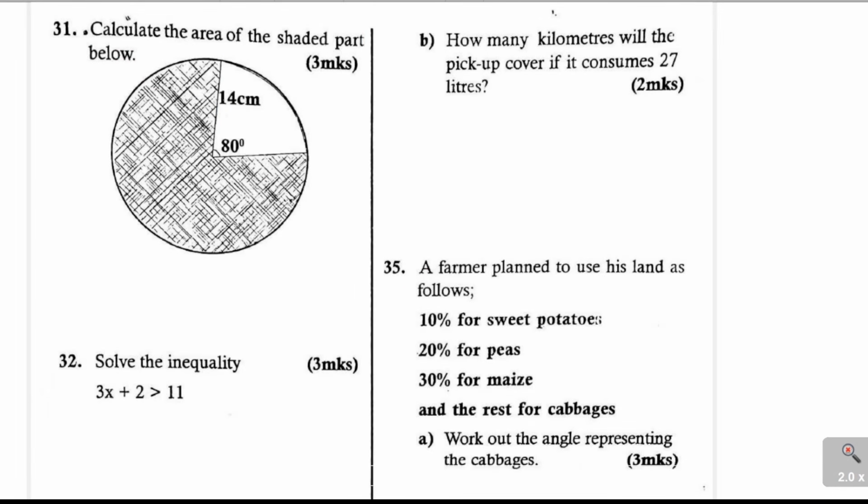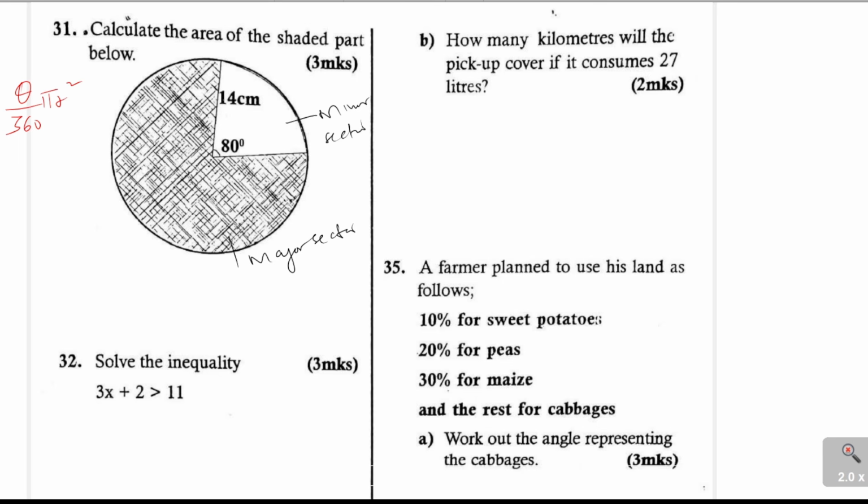Question 31. Calculate the area of the shaded part below. The area of the shaded part, that is the major sector. So this is the major sector, and the one that is unshaded is the minor sector. So how do you get the area of a sector? The area of a sector of a circle is given by this formula, theta over 360 pi r squared, where theta is the angle between.